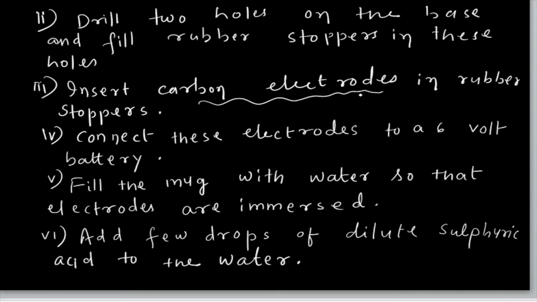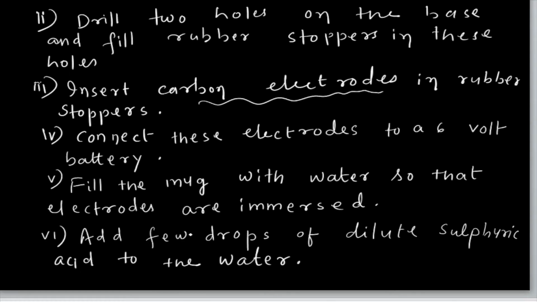Attach this and connect the carbon electrodes to a 6-volt battery. That means first you take a plastic mug, make a hole, put the rubber stopper, and in the rubber stopper you put the carbon electrode, attached to the 6-volt battery. That means the circuit is completed. Fill the mug with water so that the electrodes are immersed, otherwise the reaction will not start. Electrolysis will not start, so add water until the electrodes are immersed.